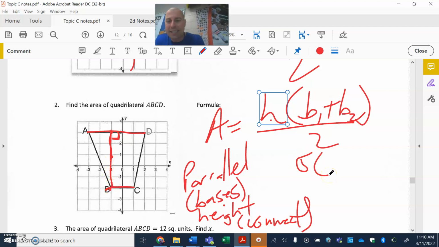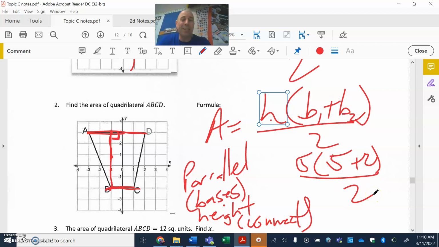The bases, that's 3, 2 more, that makes a 5. 1 and 1, that makes a 2. And then we're ready to go. 5 plus 2, 7. 7 times 5, 35. Half of 35, well, 17 and a half. So 17 and a half units squared.